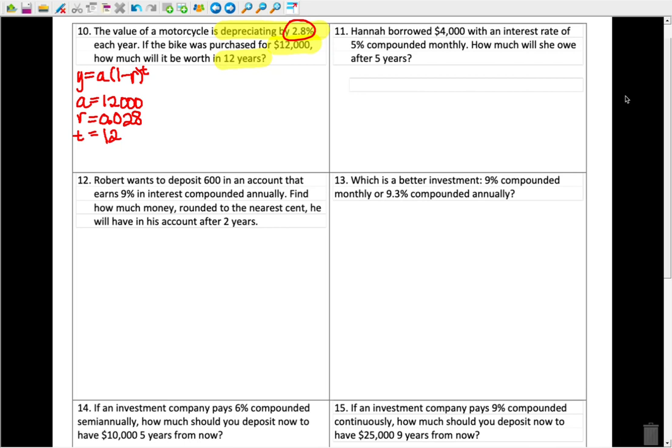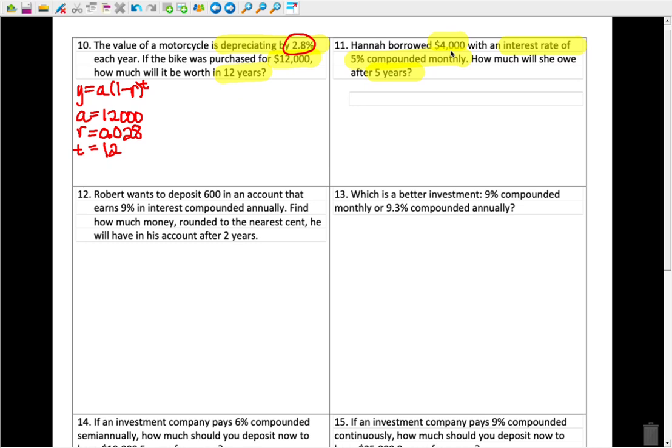Number 11, Hannah borrowed $4,000 with an interest rate of 5% compounded monthly. How much will she owe after 5 years? Compounded monthly and interest rate. If you're borrowing and you're having compounded monthly interest, then you're going to use a compound interest formula, which is A equals the principal times 1 plus the rate divided by the number of times it's compounded, raised to the power of n times t.